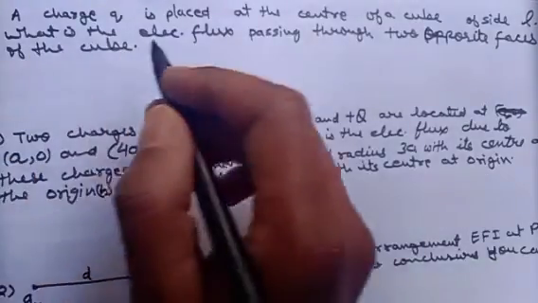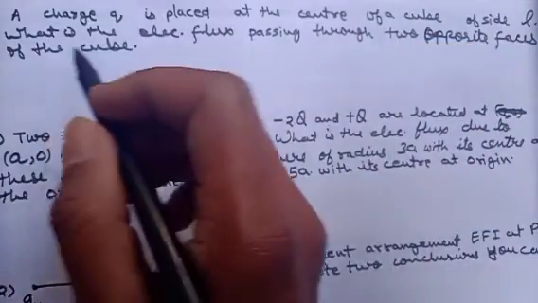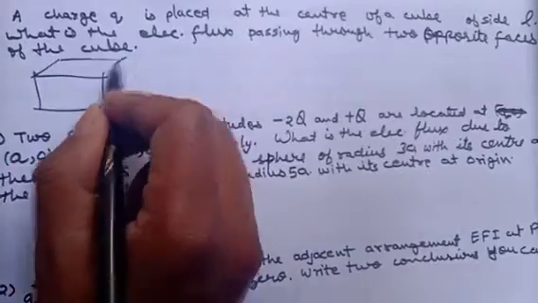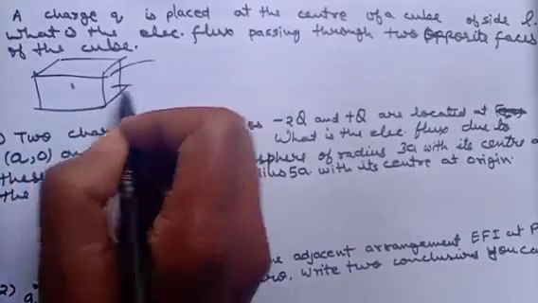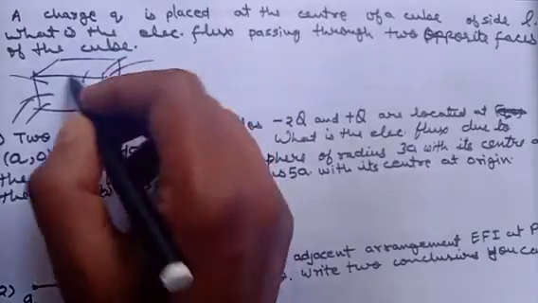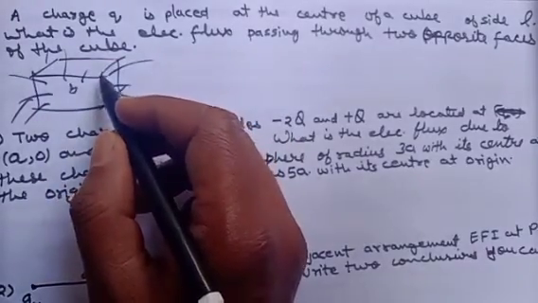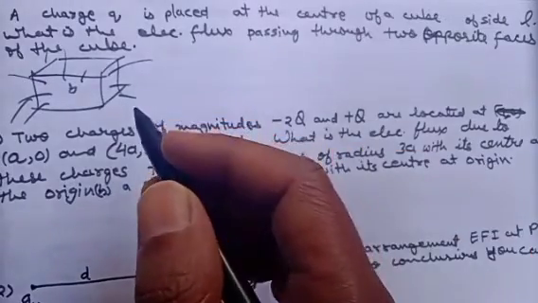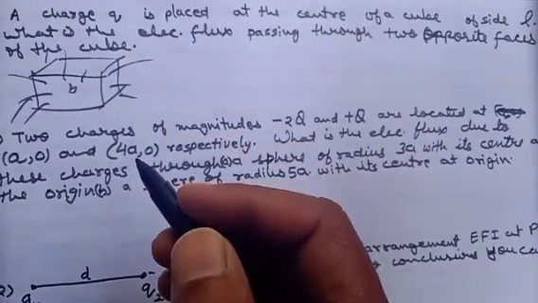Next question: a charge Q is placed at the center of a cube of side L. What is the electric flux passing through two opposite faces this time? This time the question has gone a bit tricky. Charge is there and two opposite faces. Few students would write zero. No, not zero. The flux is going out because the charge is at the center. Earlier we did it for one face, and this time we have to do it for two faces.